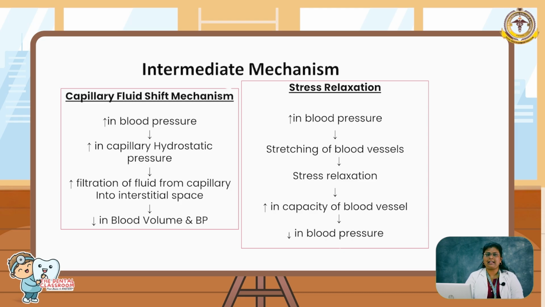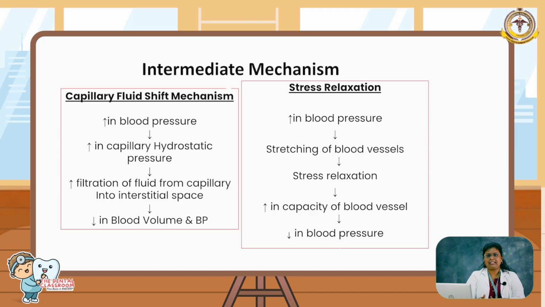Next is the stress relaxation mechanism. Whenever there is an increase in blood pressure, the blood vessels get stretched. This causes the stress relaxation mechanism by increasing the capacity of the blood vessel. So the blood pressure exerted on the walls decreases, so blood pressure also decreases. So that is about the intermediate mechanism, which are the three mechanisms involved in the regulation of blood pressure: short term regulation, long term regulation, and intermediate mechanism.